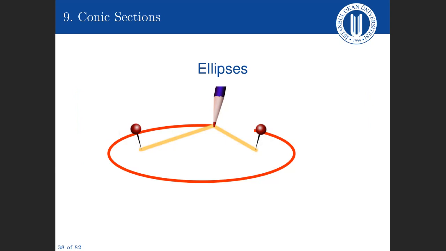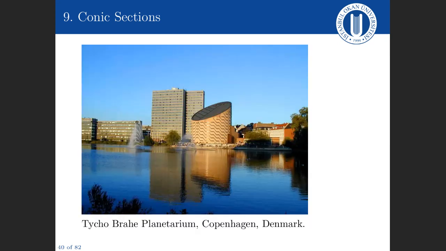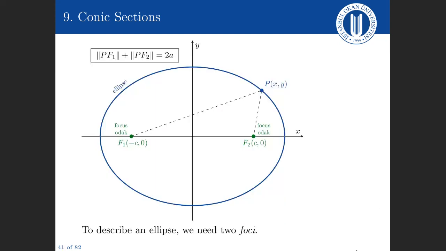Our next type of conic section is ellipses. Suppose we had a piece of string which we pin down using 2 pins, and we draw around using a pencil. The shape that we get is an ellipse. Where do we see ellipses? We see them in the orbits of planets. We see them in architecture. For example, this building in Denmark has an elliptic shaped top. And we see them in mathematics.